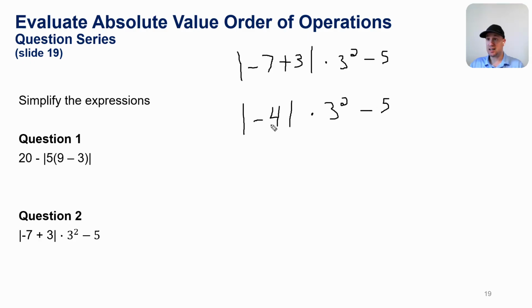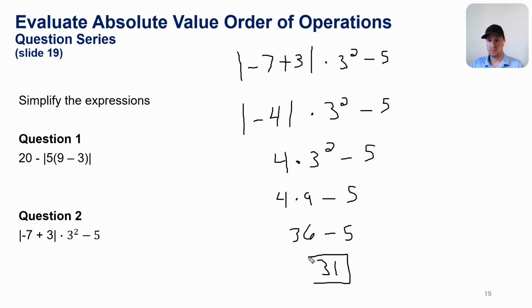Then I'm going to finish what's inside the brackets. So the absolute value of -4 is a positive 4. So I have 4 times 3 squared minus 5. Now 3 squared is equal to 3 times 3, which is 9. So I write this as 4 times 9 minus 5. And then 4 times 9 is 36, minus 5. And then 36 minus 5 is 31. Okay, and that is my result.